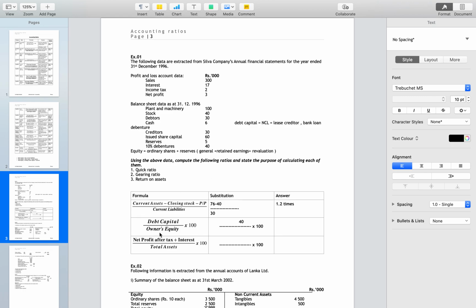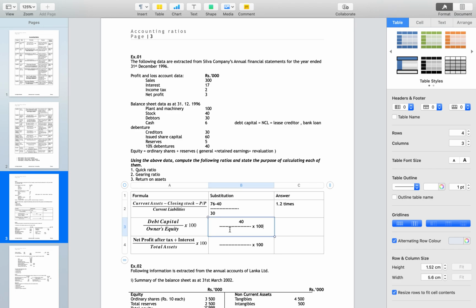So number one, owner's equity. The first thing I need is my ordinary share. So over here the ordinary share will now be equal to 60, right? So you go and mark that over there.